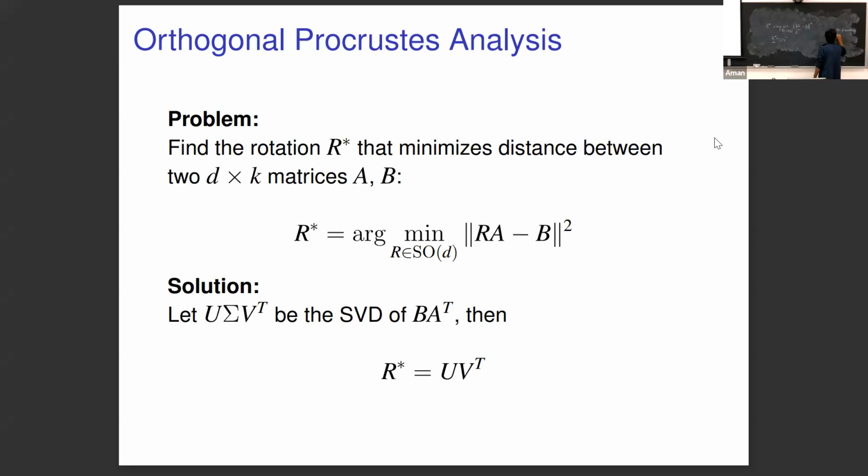And also R transpose R should be equal to I, which means that R transpose is the inverse of R. And from these properties, you will need to have the determinant of R equal to 1, right?